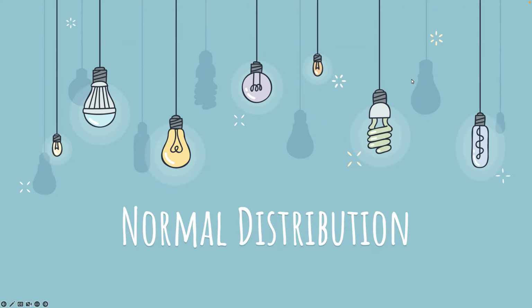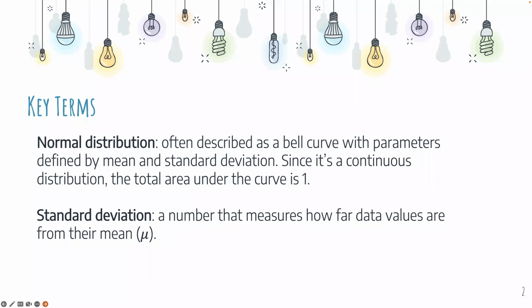All right, let's talk about the normal distribution. So key terms: the normal distribution is often described as a bell curve, and the parameters that we always need to work with it are the mean and the standard deviation. Since the normal distribution is one of our continuous distributions, the total area under the curve is always going to be 1.